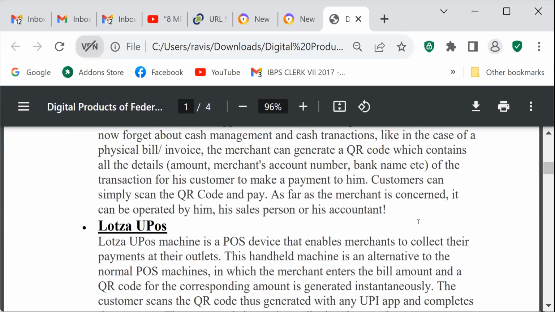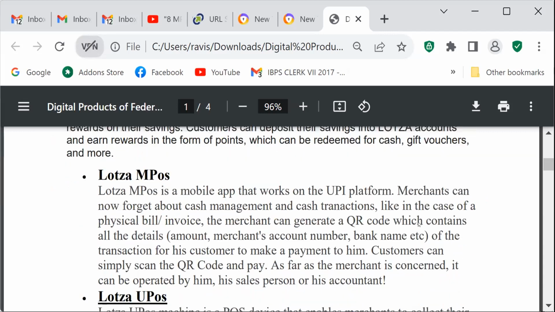Lotsa M-POS. Lotsa M-POS is a... Battery is coming down. 1 minute. I have to put the battery. Just a minute. Here my battery. Yeah. Hold on.